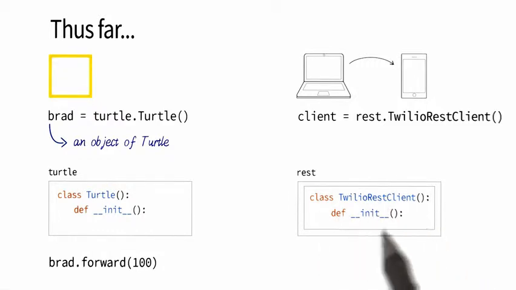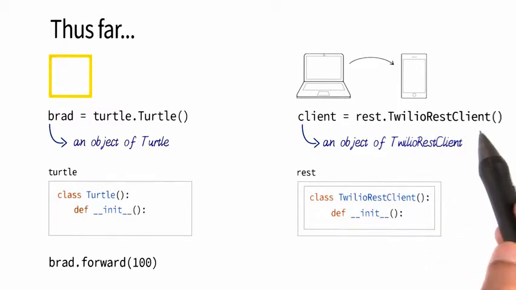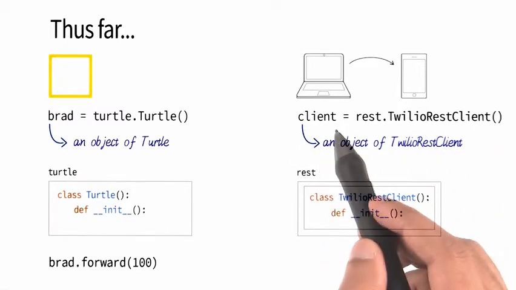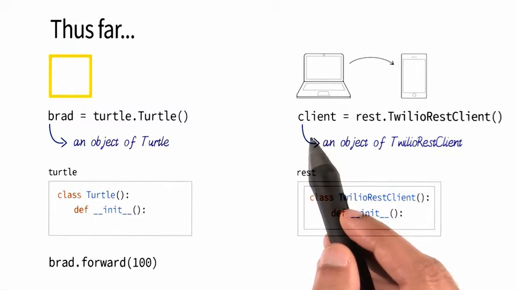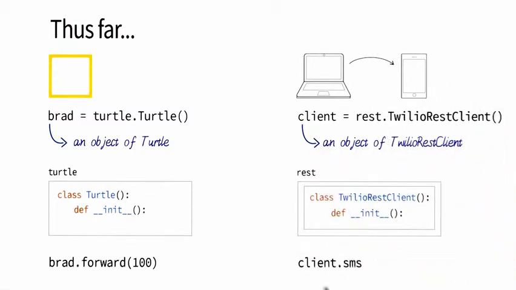And what this function init does is again initializes or creates space in memory for an object or instance of that class Twilio REST client. We call that object client. The object client can then do things defined inside that class Twilio REST client, like send SMSs or texts.